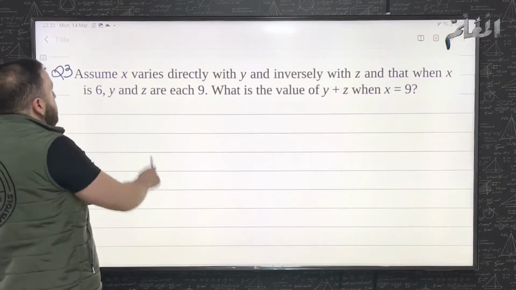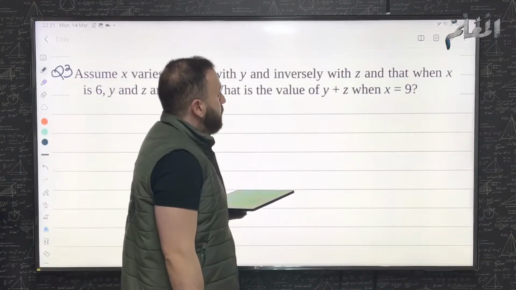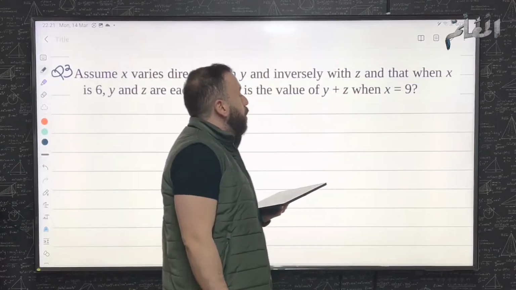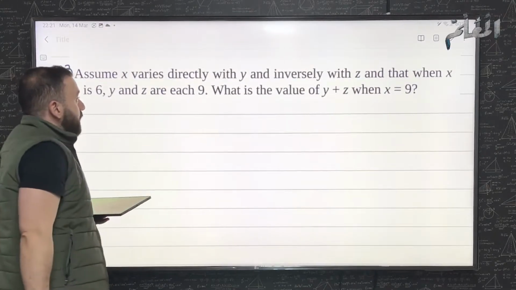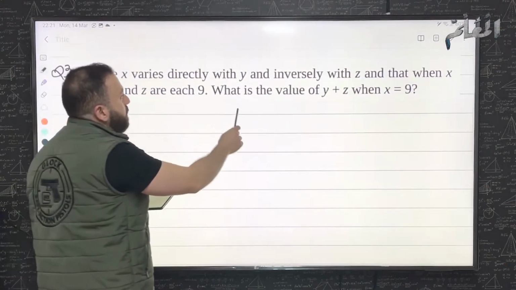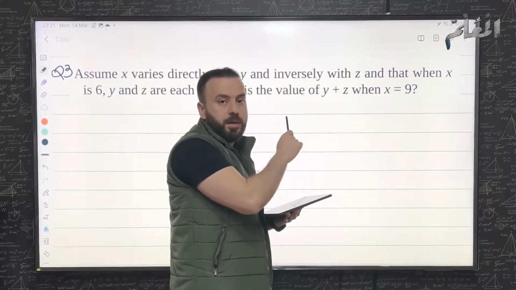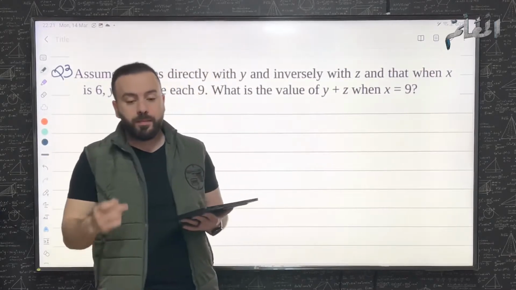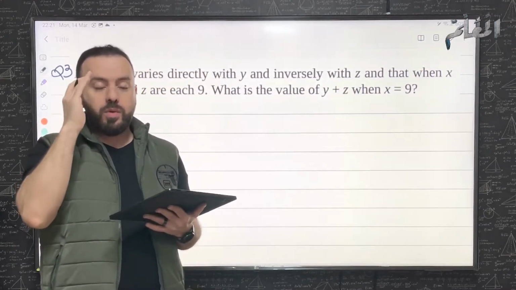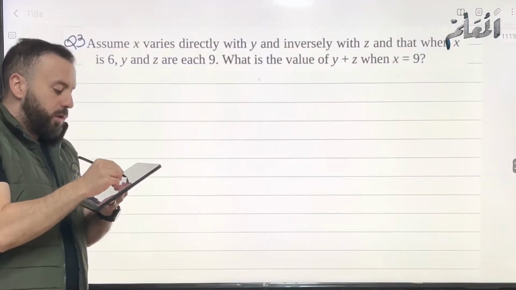Assume x varies directly with y and inversely with z, and that when x is 6, y and z are each 9. What is the value of y plus z when x is equal to 9? See the critical point here. The first thing, I need to split my question.